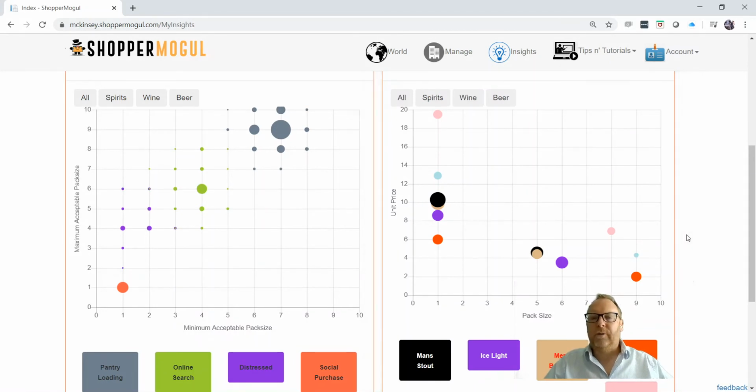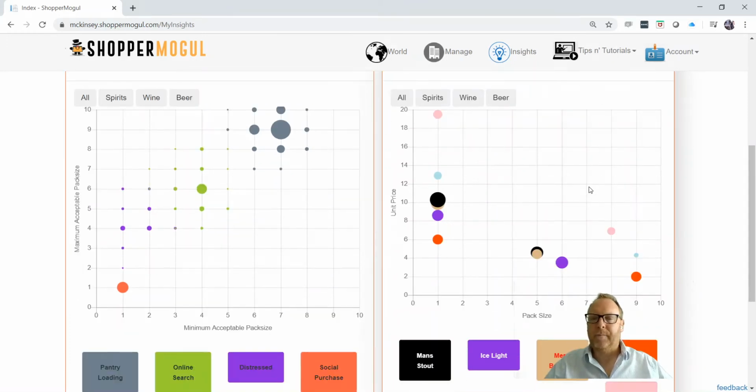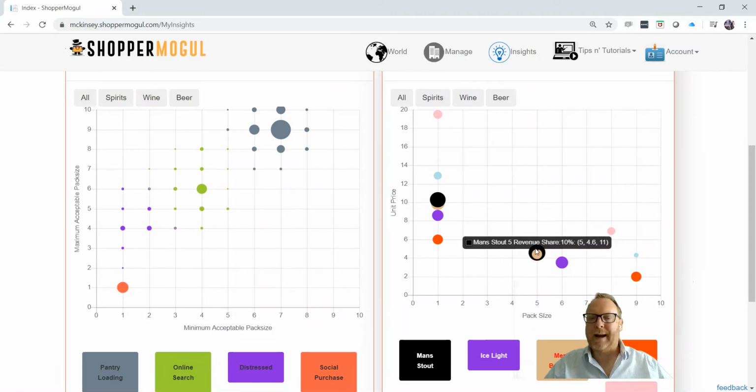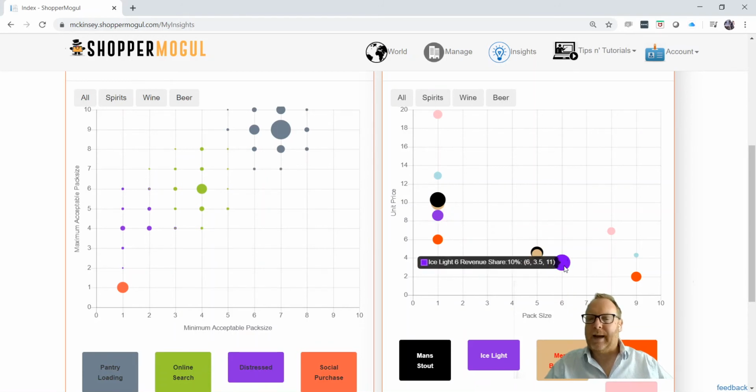Over on the right, what we see against this is the breakdown of the packs that are currently in the market. So for each of the different brands, we can see a bubble for each of their packs. Now, many of these, you'll see here, there are two different purple bubbles. That's because Ice Light is being sold in two different formats. There's both a 1-pack and a 6-pack. Again, the size of the bubble gives you an idea of what percentage of revenue each of these packs is actually delivering within the market.